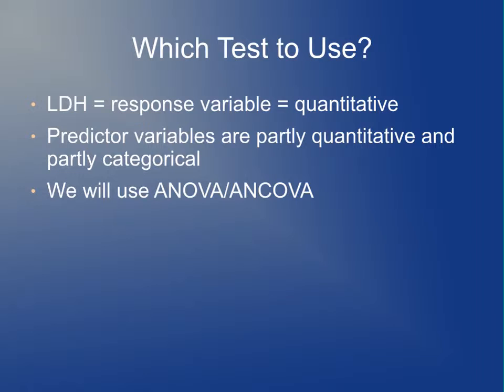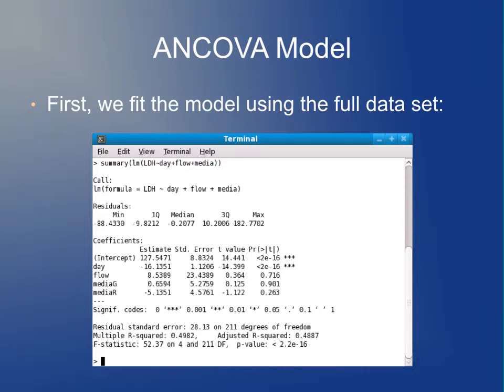ANCOVA, or analysis of covariance as it's called, is just a regression model that includes both dummy variables and quantitative variables. That's very easy to do in R, as you'll see in the next slide. You just do a multiple regression model that includes both quantitative and categorical variables, and R does it automatically. So it sounds really fancy and intimidating, but it's really not.